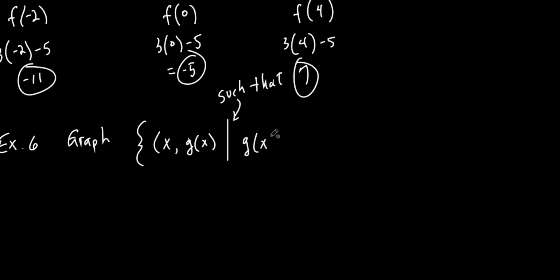g of x, or y, right? Think of it as y equals negative 1/2 x. Now, would you be able to graph that? Y equals negative 1/2 x? Sure. What's the y-intercept?